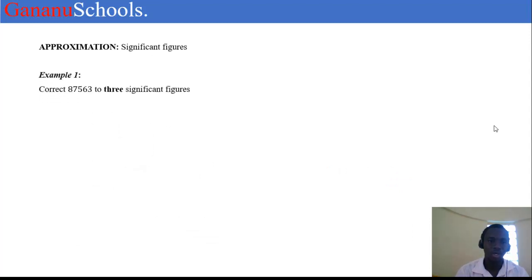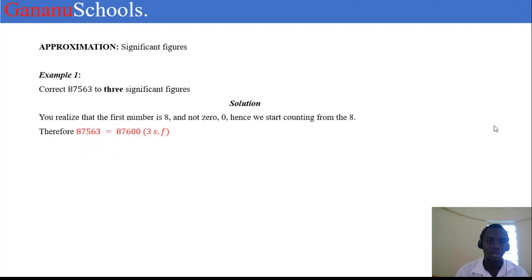Example 1. You are to correct 87,563 to 3 significant figures. Solution. Realize that the first number is 8 and not 0. Hence, we start counting from the 8. Therefore, we have 87,563 equal to 87,600 to 3 significant figures.